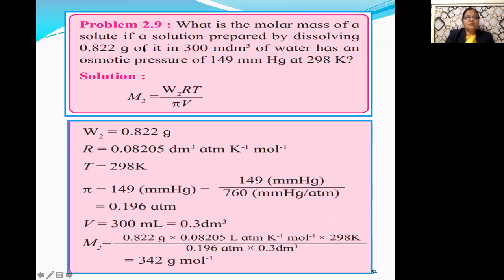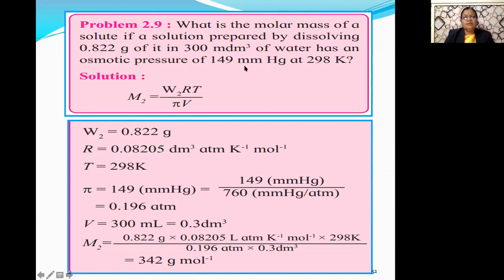This is the numerical from the textbook. What is the molar mass of a solute, if a solution prepared by dissolving 0.822 gram of it in 300 dm³ of the water has an osmotic pressure of 149 mm mercury at 298 Kelvin?